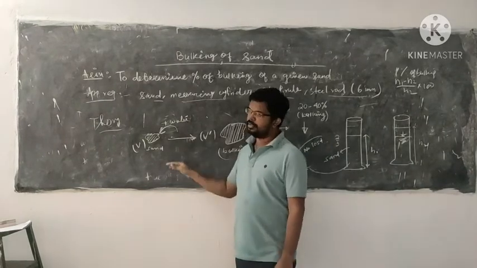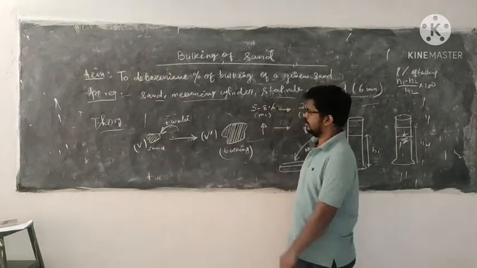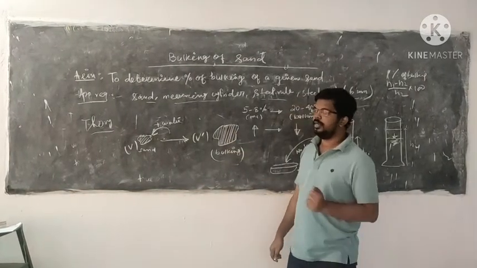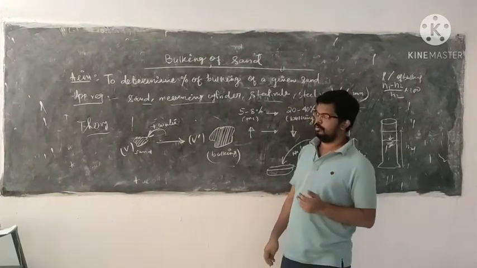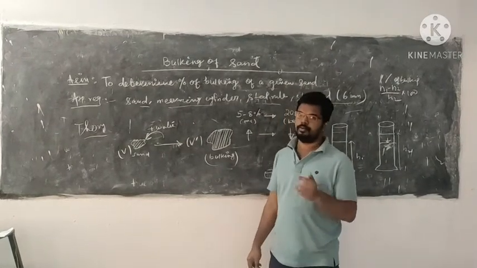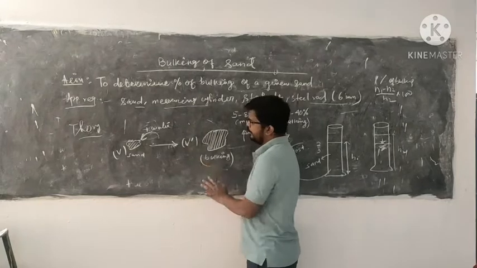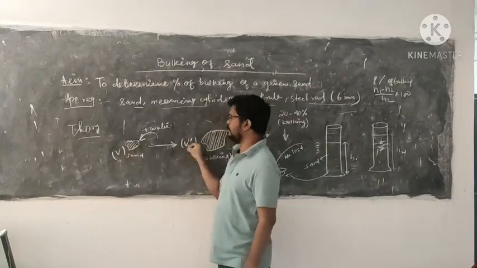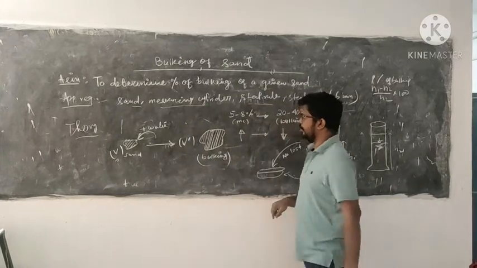When water is added to the sand, what happens? The volume of sand changes. For fine sand, as there are more particles, the volume change will be more as compared to coarse sand. This change of volume is called bulking. Initially it was B, finally it is B dash. So this is called bulking.